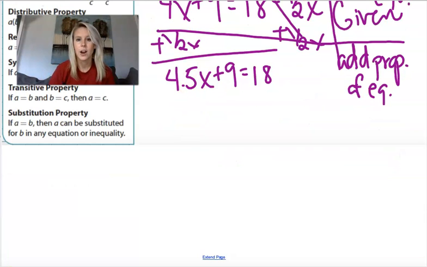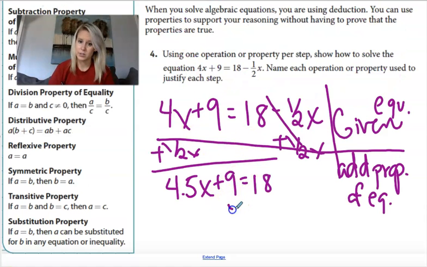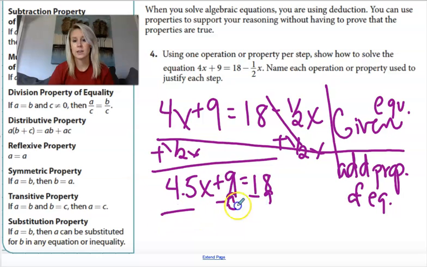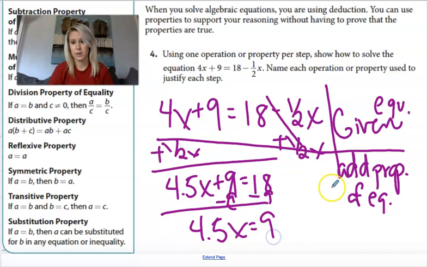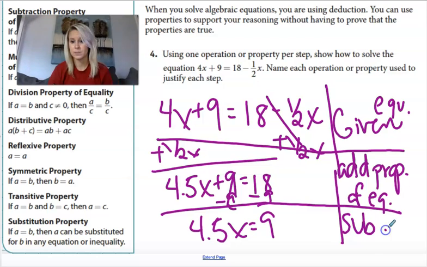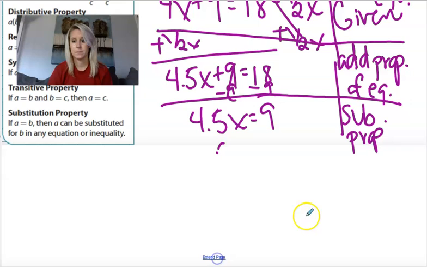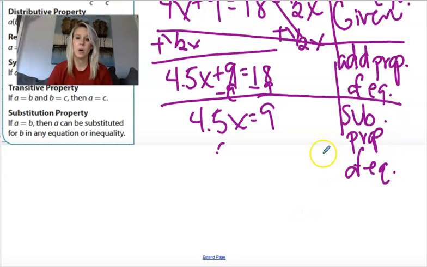All right, so next up, I need to get my numbers or my constants to the other side by subtracting 9. So you would subtract 9, and you get 4.5x equals 9. So the reasoning right there, I subtracted 9 to both sides, so that would be the subtraction property of equality. And again, it's of equality because I'm doing it to both sides of my equation.